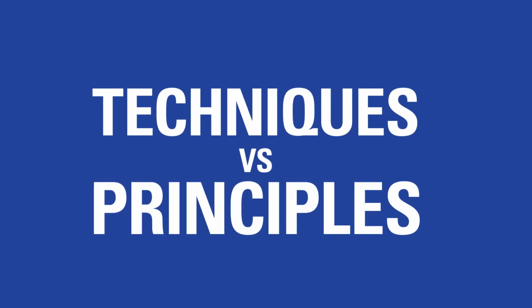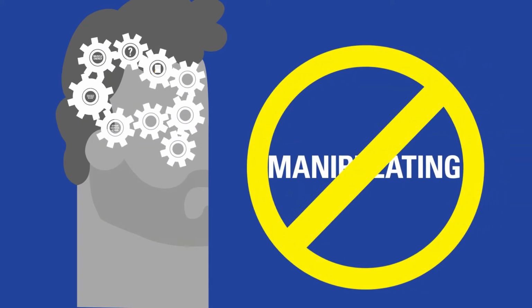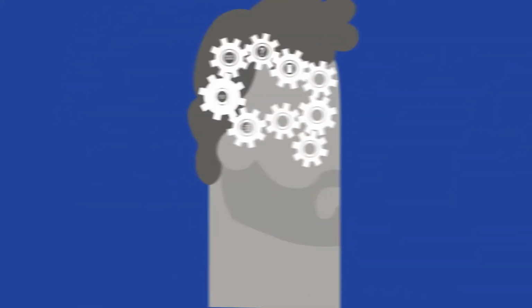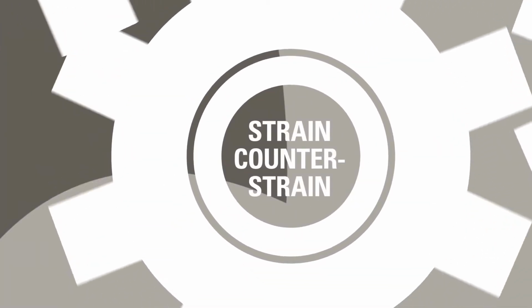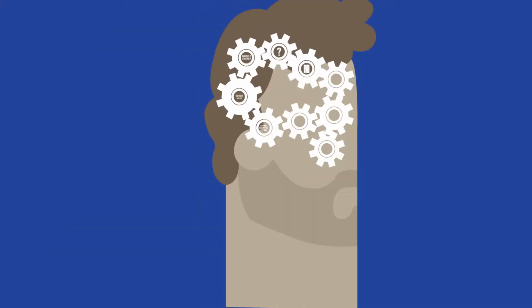Techniques versus principles. First and foremost, osteopathy is a way of thinking, not a way of manipulating. Many modalities use the same techniques: strain, counter-strain, facilitated positional release, muscle energy. So what makes it osteopathic when used by an osteopathic manual practitioner? It's the thinking behind it.